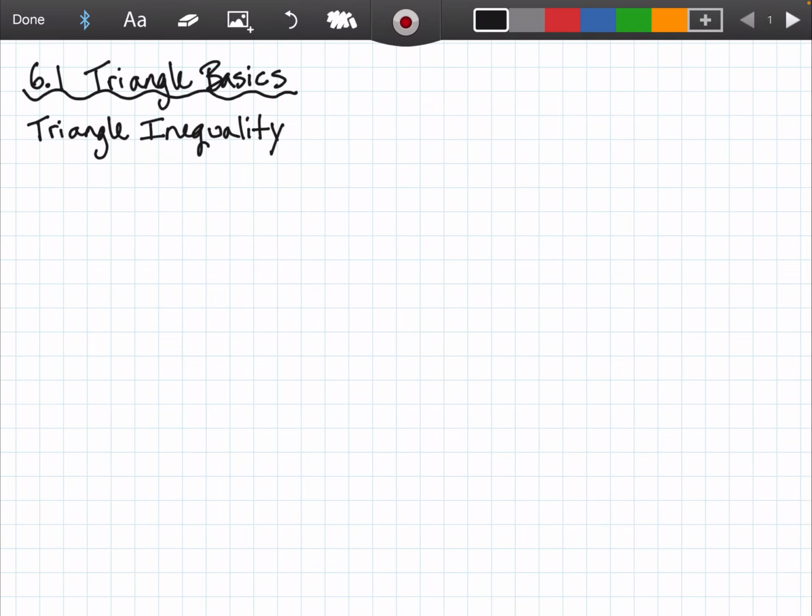Okay, here's what we got going on. Basically, this is talking about the relationship of side lengths in a triangle. And so I'm going to actually have you fill in the blank. The three sides to make a triangle.